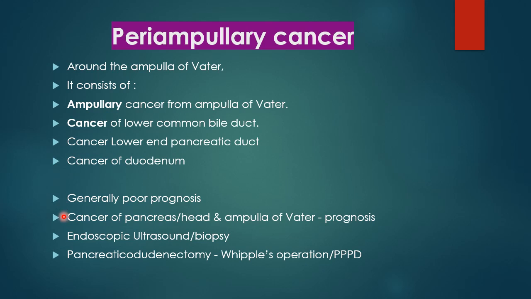Cancer of the head of pancreas and cancer of the ampulla have different prognostic implications. Pancreatic cancers tend to have poor prognosis, whereas cancers of the ampulla of Vater have better prognosis. Therefore, it is important to get a tissue biopsy, and nowadays it is easily available by endoscopic ultrasound biopsy. So once you know this is an ampullary tumor, not a cancer of the pancreas, then a major operation, pancreaticoduodenectomy, which is the Whipple's operation, can be attempted.